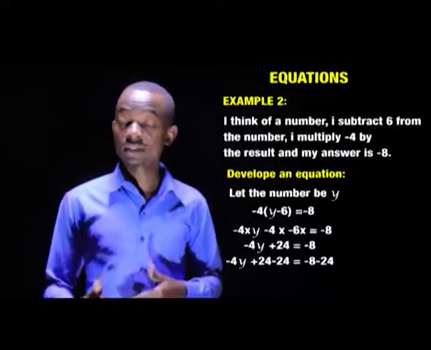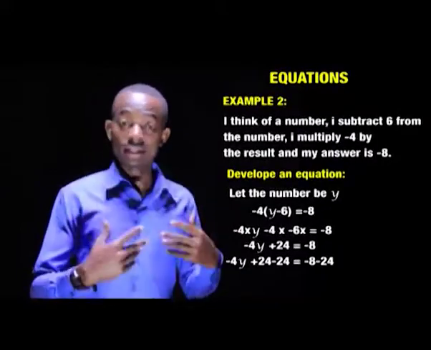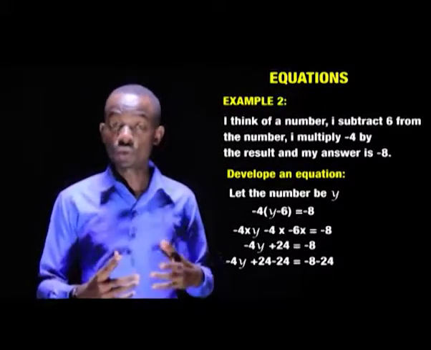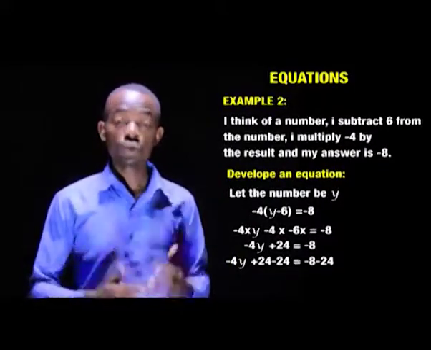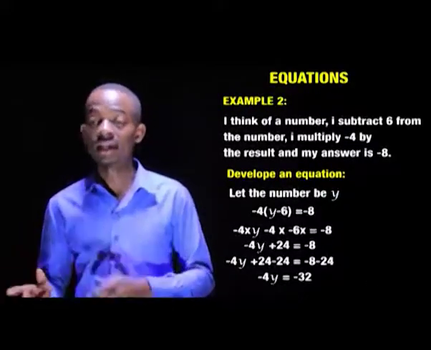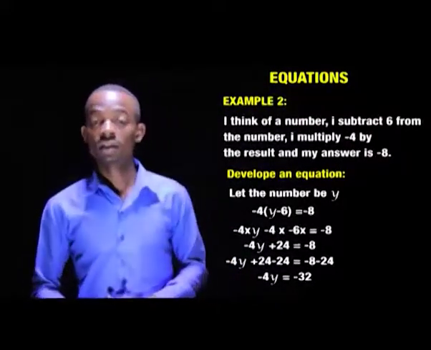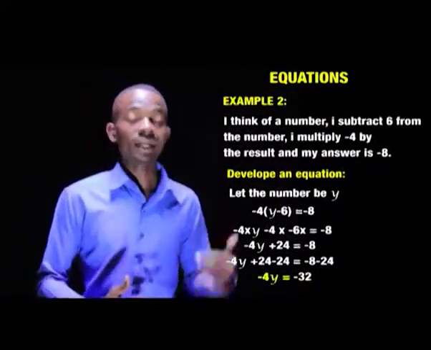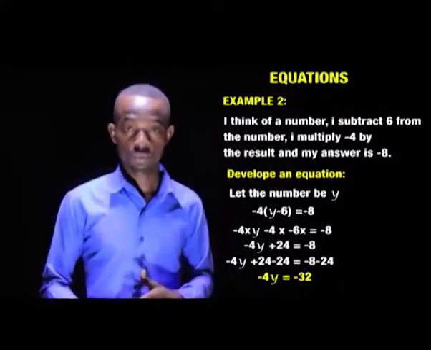So I'm going to have negative 4y plus 24 minus 24 is equal to negative 8 minus 24. Of course, the 24 on the left hand side cancels because 24 minus 24 gives us 0. So on the left hand side, I'm left with negative 4y, whereas on the right hand side, I had negative 8 minus 24, which gives me negative 32. So my expression is negative 4y is equal to negative 32.